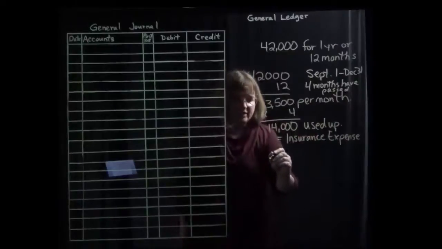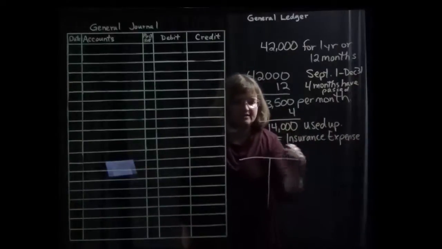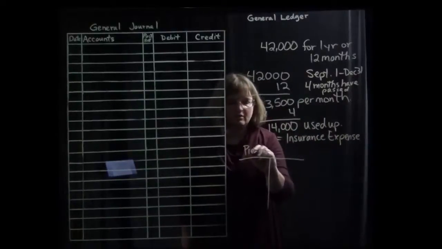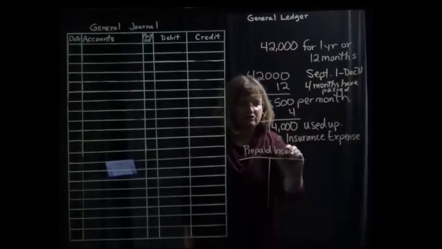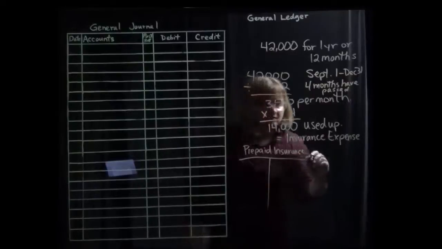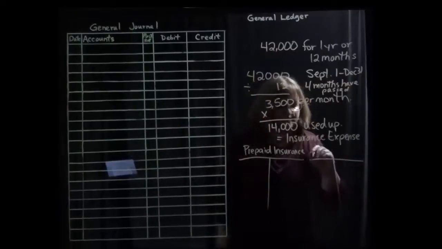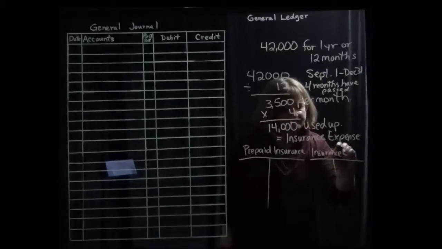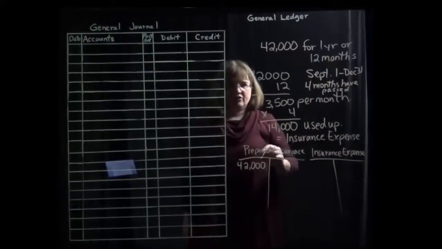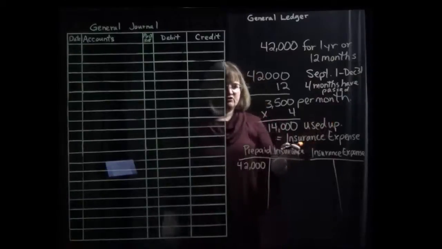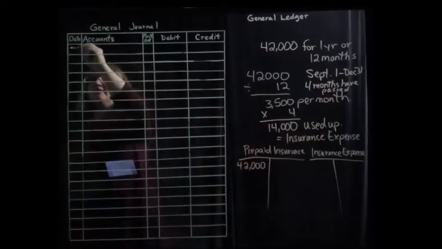If we think about what the prepaid insurance asset account looks like versus the insurance expense, we would see that our unadjusted balance was $42,000. Once we record this entry for expense, it would look like this.